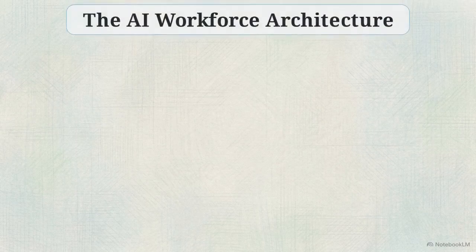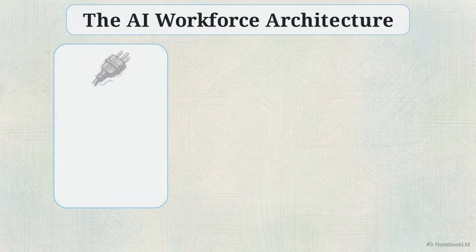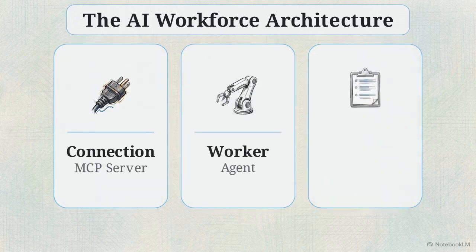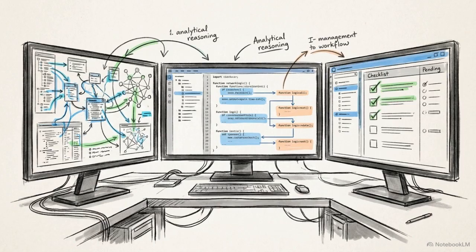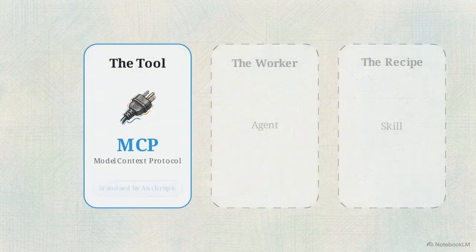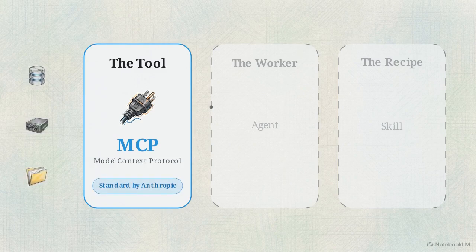Building this system requires three specific pillars: a connection to your external tools, an independent worker, and a strict set of instructions. Moving beyond the limits of a chat interface starts with understanding how these three components interact to handle complex, real-world tasks. Step 1 is building the data bridge. We do this using the Model Context Protocol, or MCP. Introduced by Anthropic, this is the standard that connects your AI to the outside world.